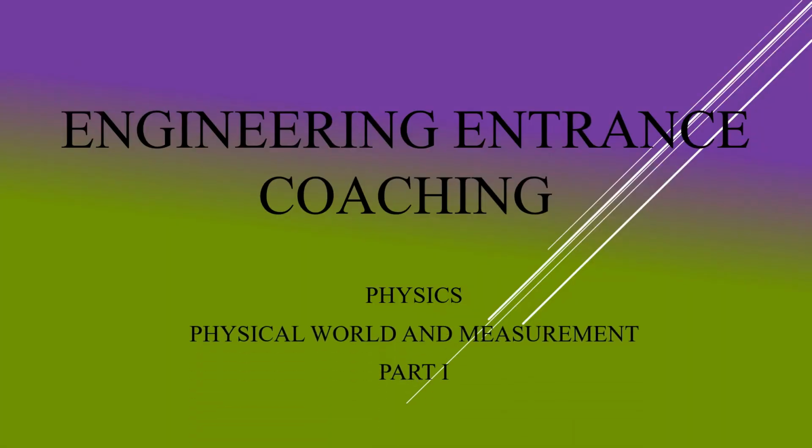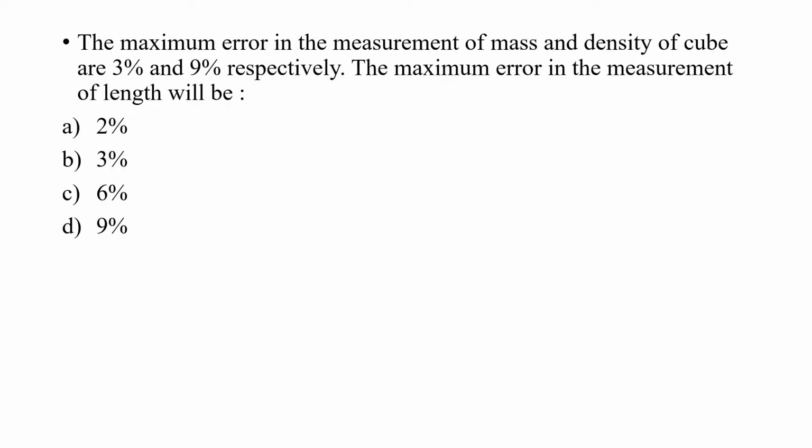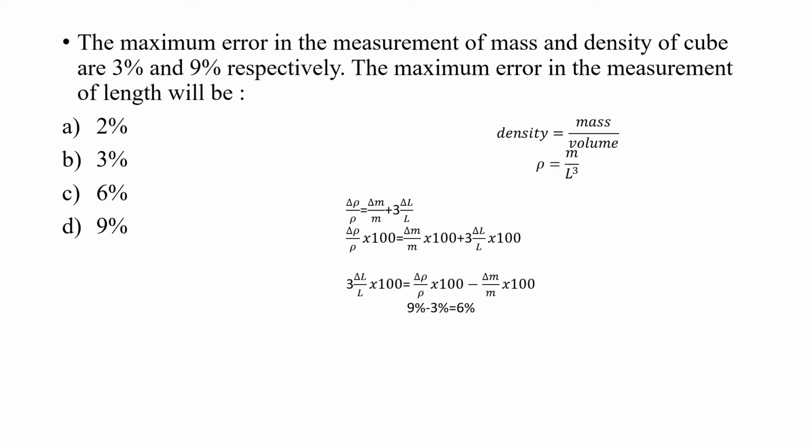Physical world and measurement? I repeat the question. The maximum error in the measurement of mass and density of a cube are 3% and 9% respectively. The maximum error in the measurement of length will be dash. As you all know, density is equal to mass by volume. So rho is equal to m by L cube.